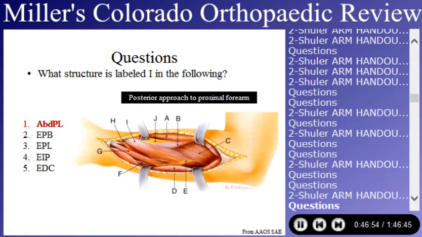Structure labeled I in the following. It's your outcroppers coming across. Abductor pollicis longus, don't forget the abductor is the one that has multiple slips. And the reason why injections into the first compartment for de Quervain's tenosynovitis also fail is because there can be multiple slips and you may not have gotten it with your injection. Okay? Multiple tendon slips on that one.